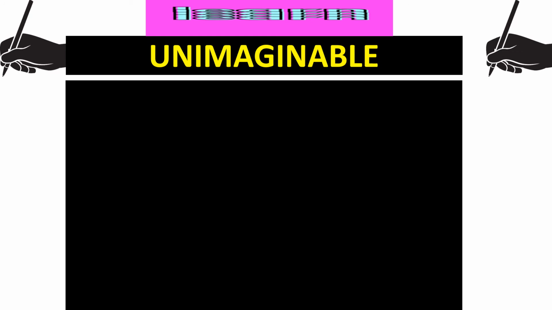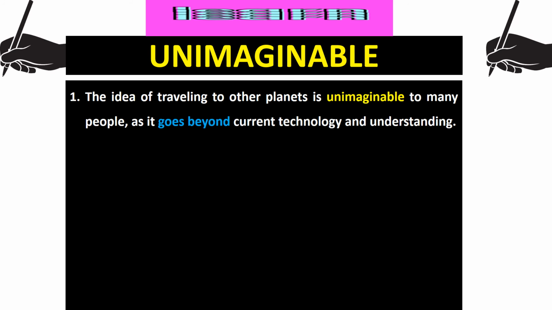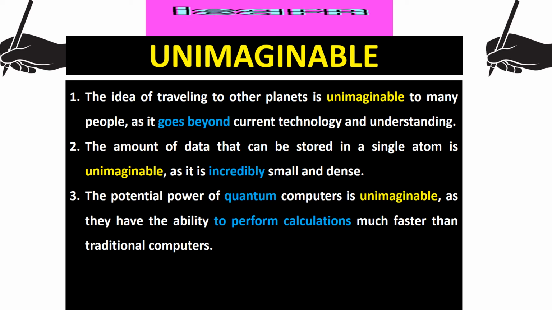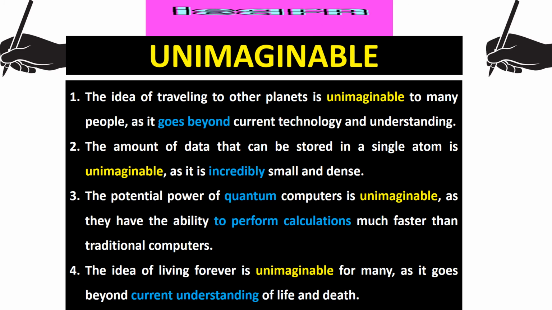The idea of traveling to other planets is unimaginable to many people, as it goes beyond current technology and understanding. The amount of data that can be stored in a single atom is unimaginable, as it is incredibly small and dense. The potential power of quantum computers is unimaginable, as they have the ability to perform calculations much faster than traditional computers. The idea of living forever is unimaginable for many, as it goes beyond current understanding of life and death.